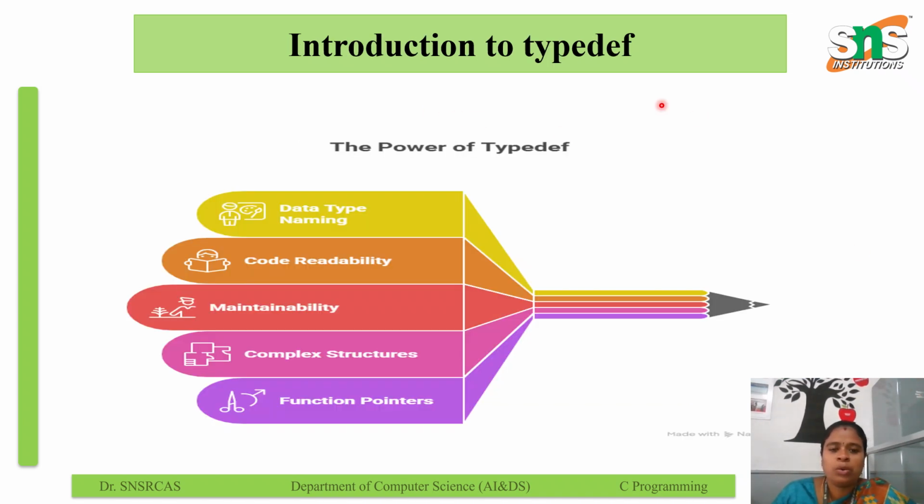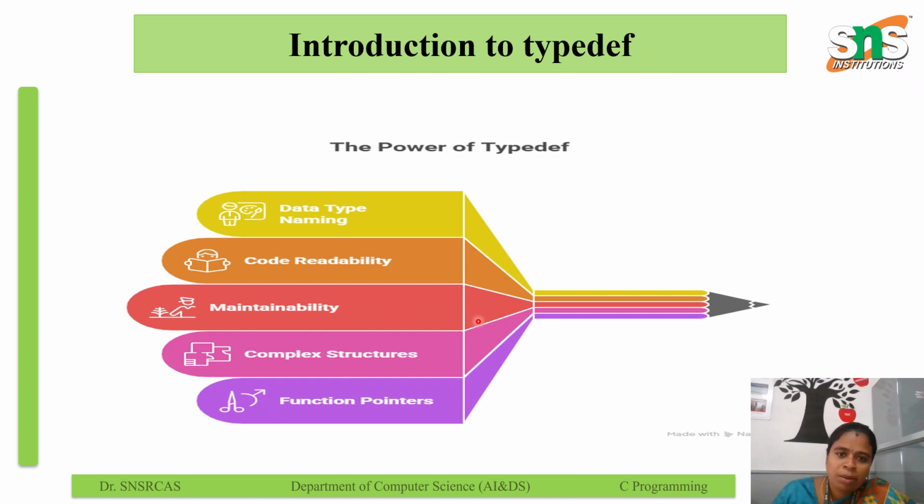Next one, introduction to typedef. Typedef is the keyword in C that allows renaming of data types, including enum, to create shorter or more meaningful aliases. By combining typedef with enum, programmers can simplify variable declarations and enhance code readability. For example, typedef enum with the name day, instead of enum day, making the code more concise and intuitive.